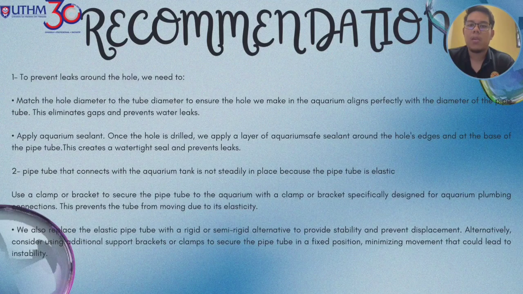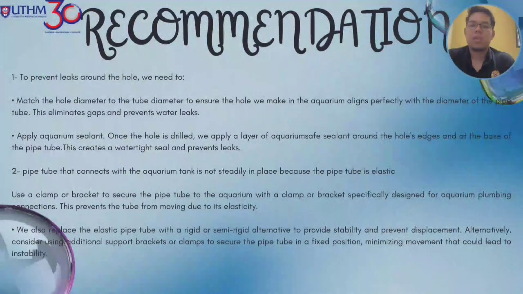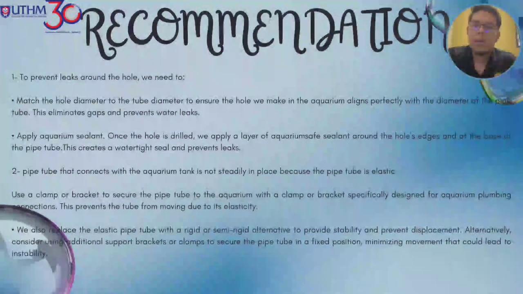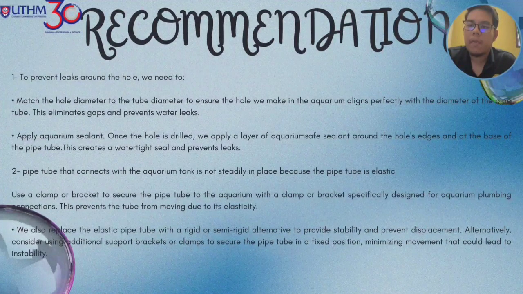Second, the pipe tube that connects with the aquarium tank is not steady in place because the pipe is elastic. We use a clamp or bracket specifically designed for aquarium plumbing connections to secure the pipe tube to the aquarium. This prevents the tube from moving due to its elasticity. We can also replace the elastic pipe tube with a rigid or semi-rigid alternative to provide stability and prevent displacement. Alternatively, consider using additional support brackets or clamps to secure the pipe tube in a fixed position, minimizing movement that could lead to instability.